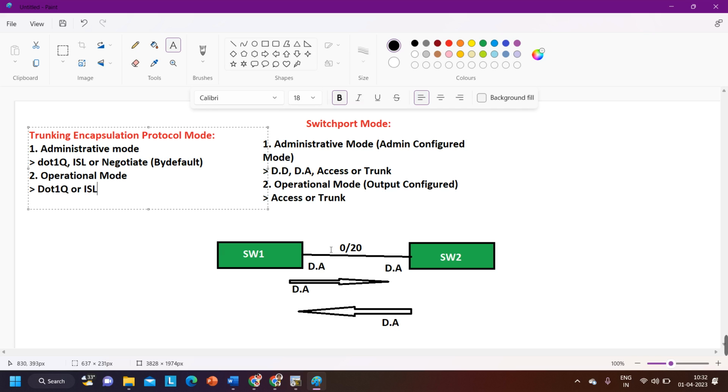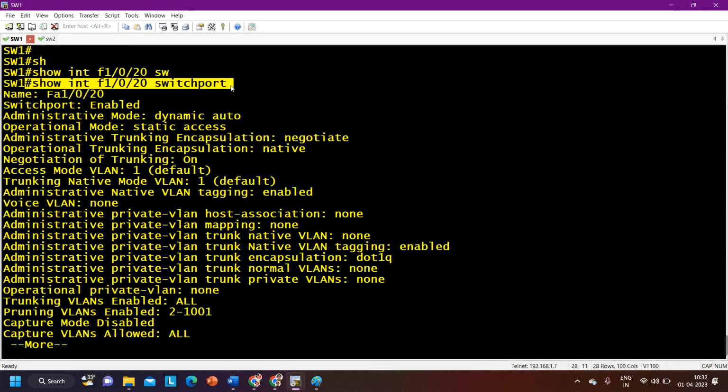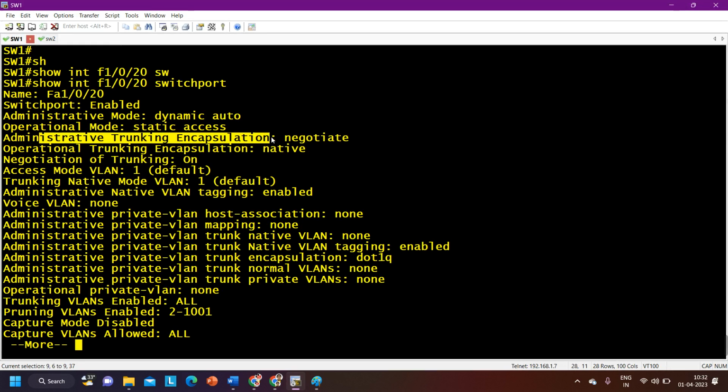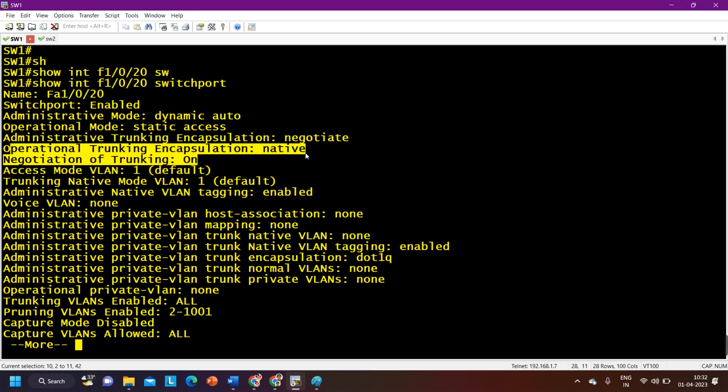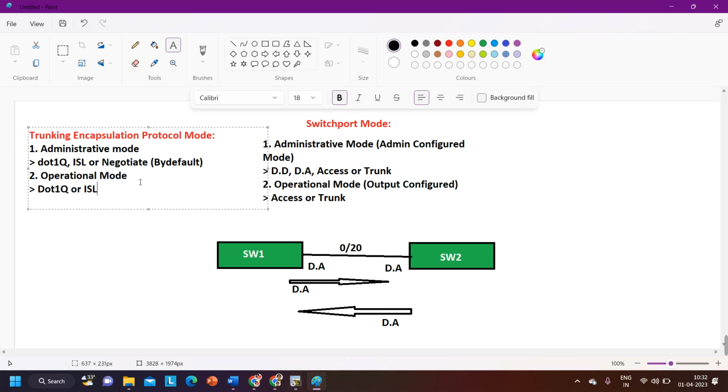So guys, here between switch 1 and switch 2, by default which operational and administrative mode is configured on the switchport? Here see, same command, show interface F1/0/20 switchport. It will show you the administrative trunking encapsulation mode is negotiate, and operational trunking encapsulation is native. Okay, so operational mode can be native as well. Here let me mention it.